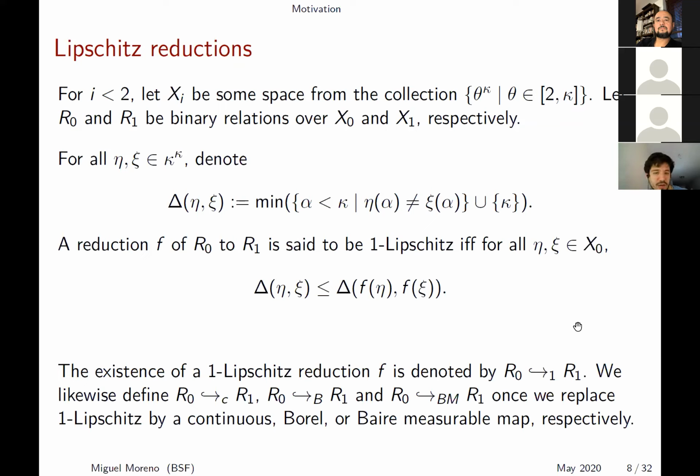And you can also ask the function to be just continuous or just Borel, or if you really want some kind of weak condition, not to demand too much, you can demand Baire measurability. This one Lipschitz would correspond to a very strong form of continuity for the usual product topology.